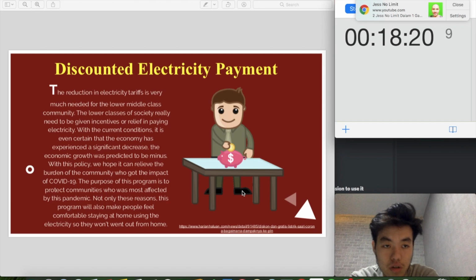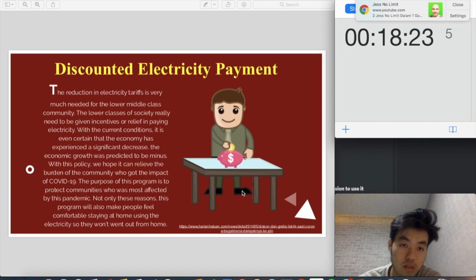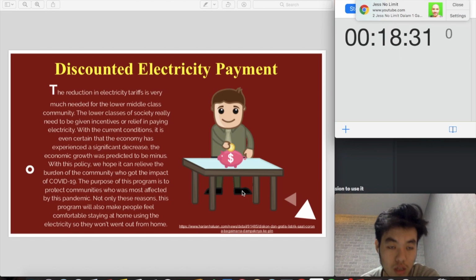The second one, we are going to discuss the discounted electricity payment. The reduction in electricity tariff is very much needed for the lower middle class community. The lower classes of society really need to be given incentives or relief in paying electricity. With the current conditions, it is even certain that the economy has experienced a significant decrease. The economic growth was predicted to be minus, and with this policy, we hope it can relieve the burden of the community who got the impact of COVID-19.